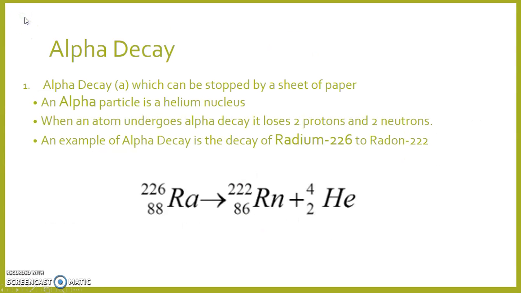Alpha decay, which can be stopped by just a simple sheet of paper. An alpha particle is a helium nucleus, and when an atom undergoes alpha decay, it loses 2 protons and 2 neutrons. An example of alpha decay is the decay of radium-226 to radon-222. You can see in the formula below, that's how you show alpha decay, changing from radium-226 to radon-222. So you're going to have that helium atom.